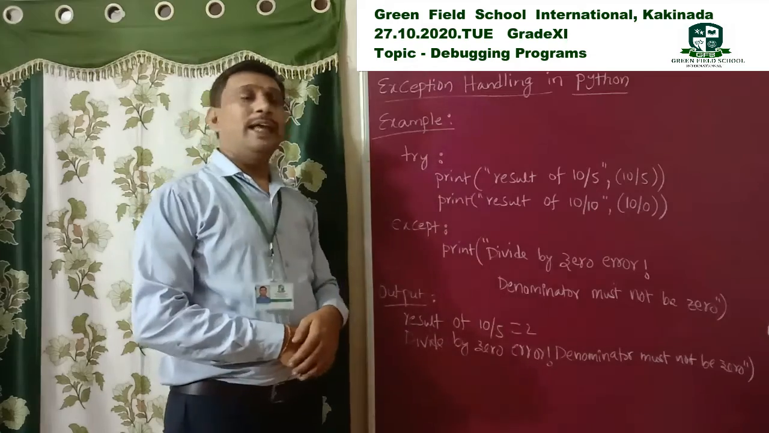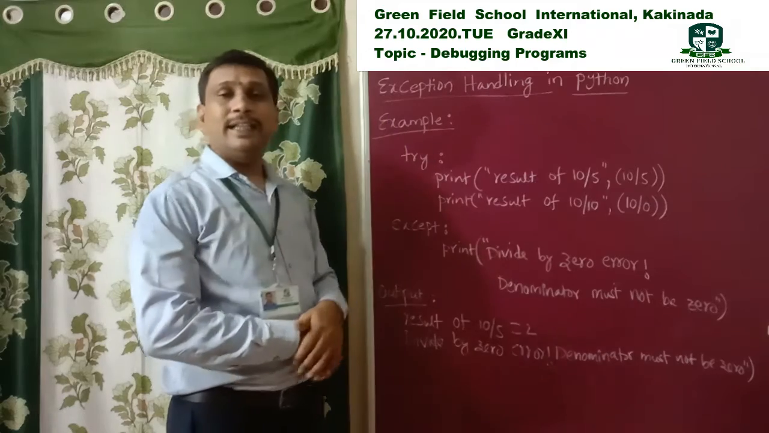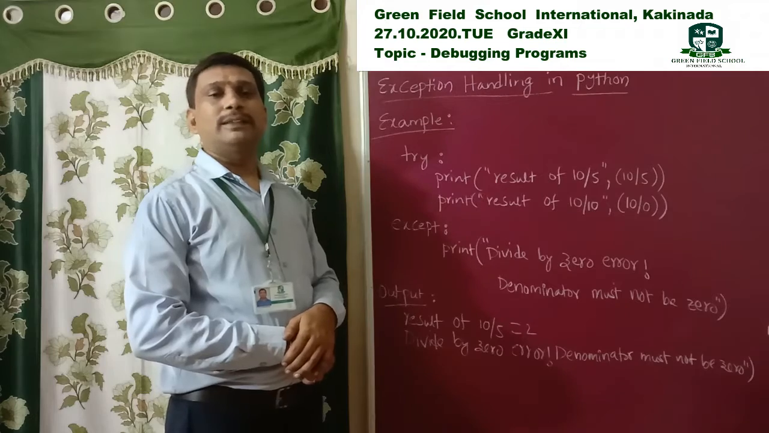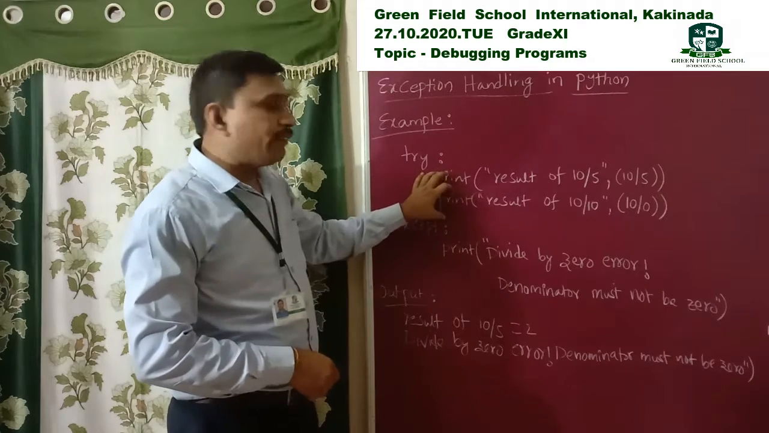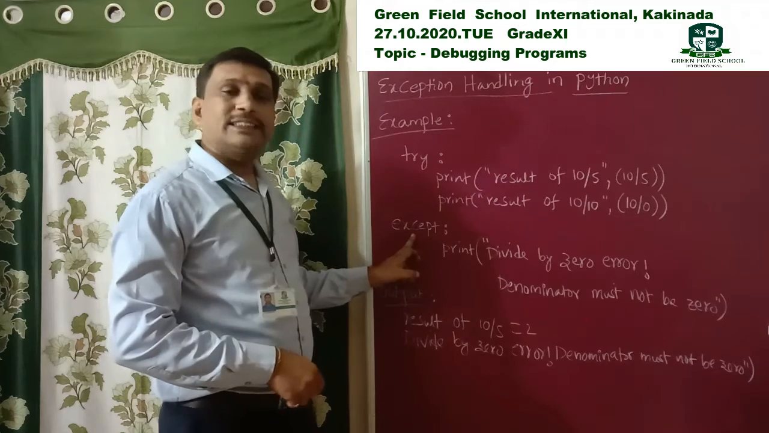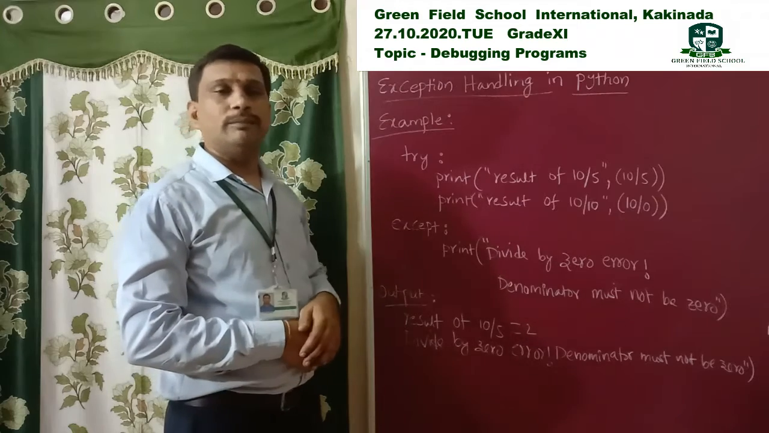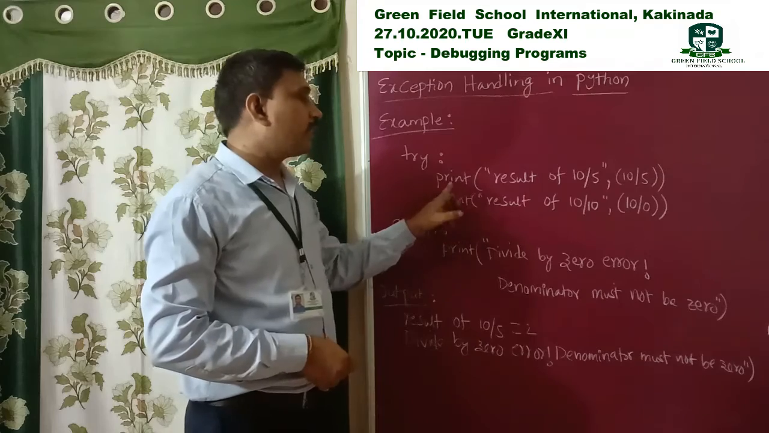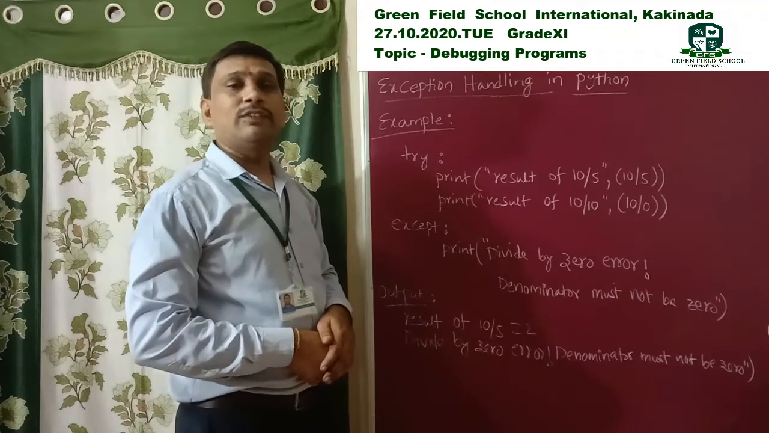Coming to an example for the try except block, that is, an exception handling example. How to handle exceptions in Python through an example. I write here some code: the try block has two print statements, and the except block consists of one print statement. When we execute this program, the try block displays two statements. The first one calculates the result of 10 by 5.